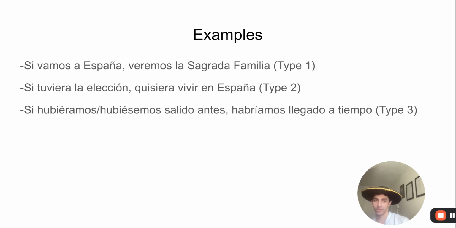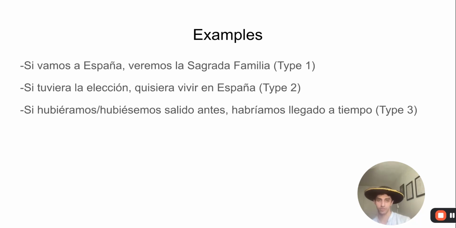Type 2, an example of that one is "si tuviera la elección, quisiera vivir en España." If I had the choice, I would like to live in Spain. So that is si, and then the imperfect subjunctive, then the conditional tense. "Si tuviera la elección" is quite a common example. A lot of students will try and memorize these as set phrases. So instead of learning how to form each of these if clauses, they may just memorize specific examples that they can then reel off in speaking or writing instead.